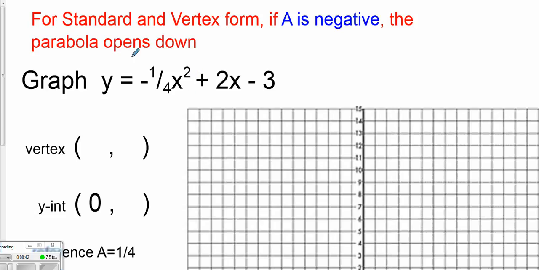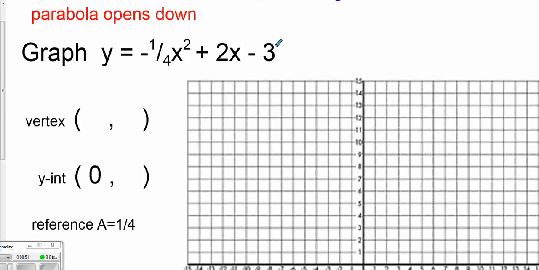Now what if we're using a standard form and our a is also negative? Well, again, we're pretty much doing the same thing. You can, if you want to, change this into vertex form. We can do completing the square to figure it out in vertex form, or we can say, all right, let's just find the vertex by using negative b over 2a. Negative 2 over, what's 2 times negative 1/4? It'd be negative 2/4 or negative 1/2.